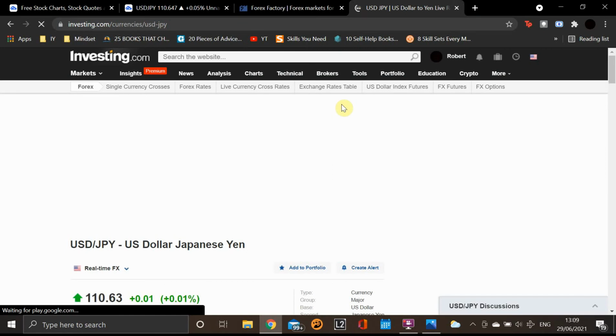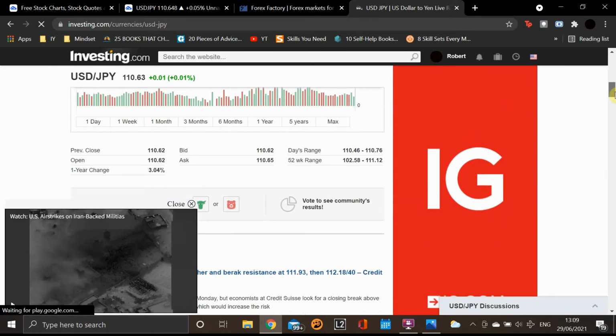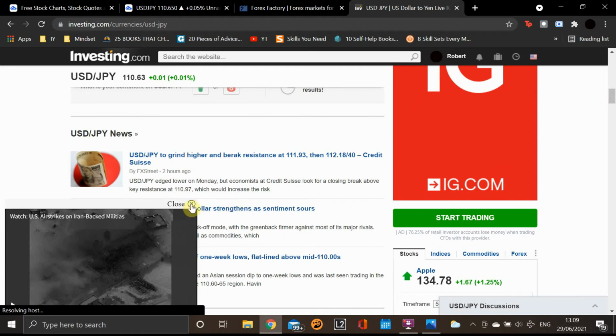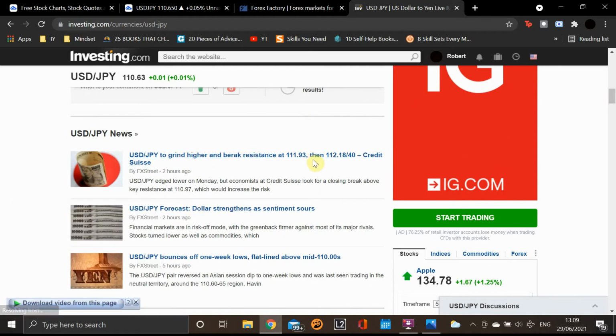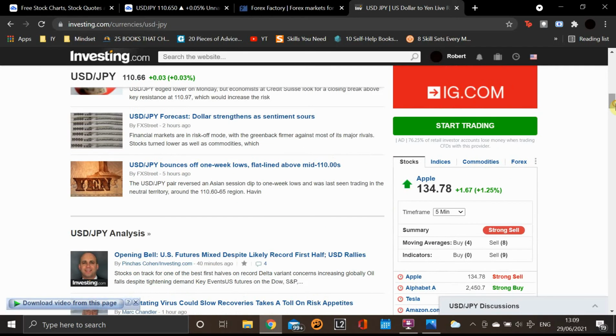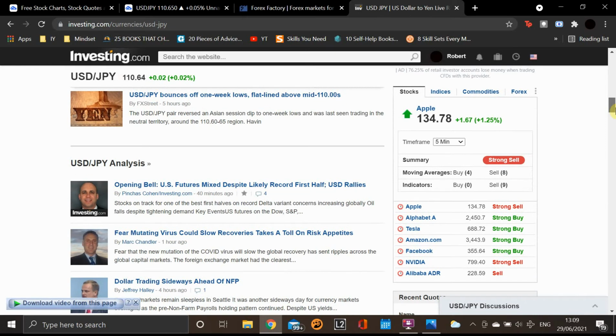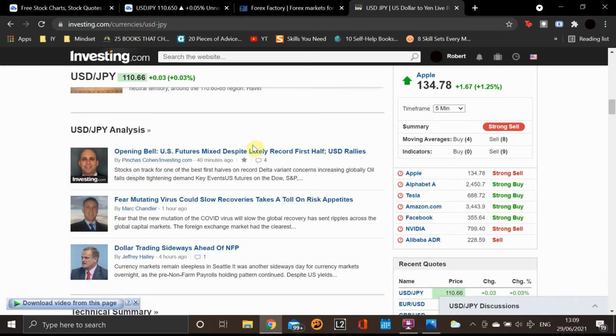Investing.com, let's see what's going on here. USD-JPY to grind higher and break resistance at 111.93, then 112.18, 40. USD-JPY forecast: dollar strengthens and sentiment sours. USD-JPY bounces off one minute lows, flatline above mid 110s. Opening bell: US futures mixed despite likely record first half. USD rallies: fear mutating virus could slow recoveries, take a toll on risk appetites. Dollar trading sideways ahead of NFP.